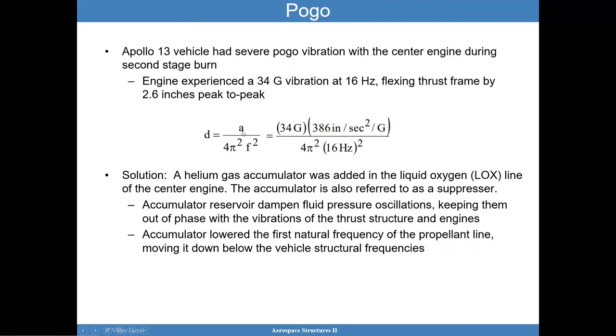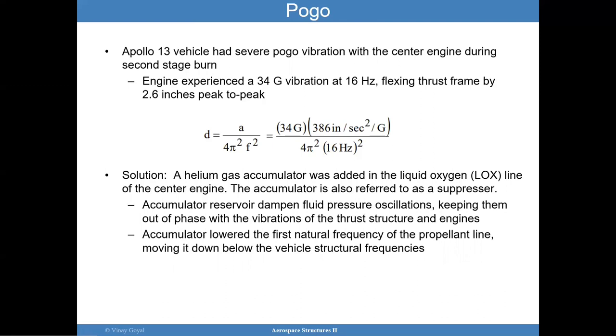Here is the calculation. A is the acceleration. Here is the number of G's, converted into inches per second squared, and then you have the 16 Hertz here. This calculation will give you 2.6 inches. The solution performed on the Apollo was that a helium gas accumulator was added to the liquid oxygen line. The accumulator was also referred to as a suppressor.